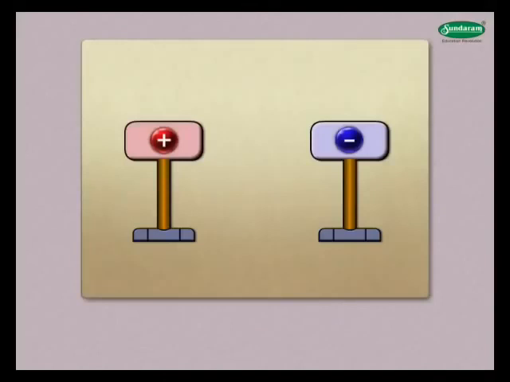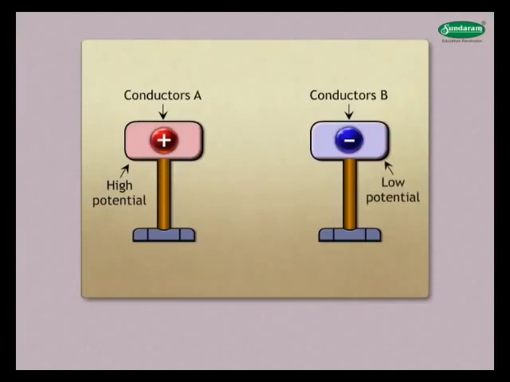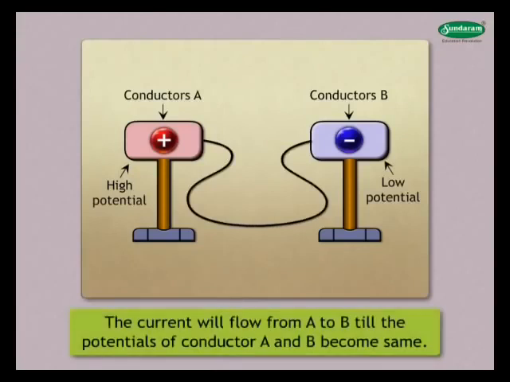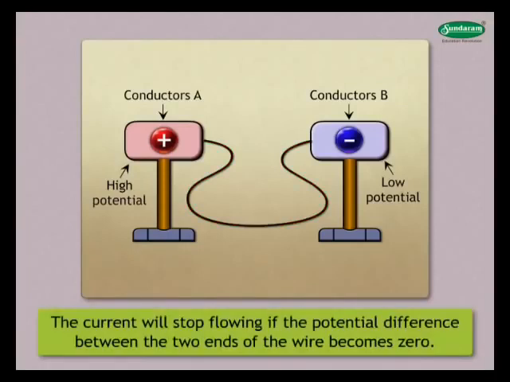There are 2 conductors A and B. A is at high potential, denoted by plus sign, and B is at low potential, denoted by minus sign. If they are joined with the wire, the current will flow from conductor A to B. The current will flow from A to B till the potentials of conductor A and B become same. The current will stop flowing if the potential difference between the 2 ends of the wire becomes 0.